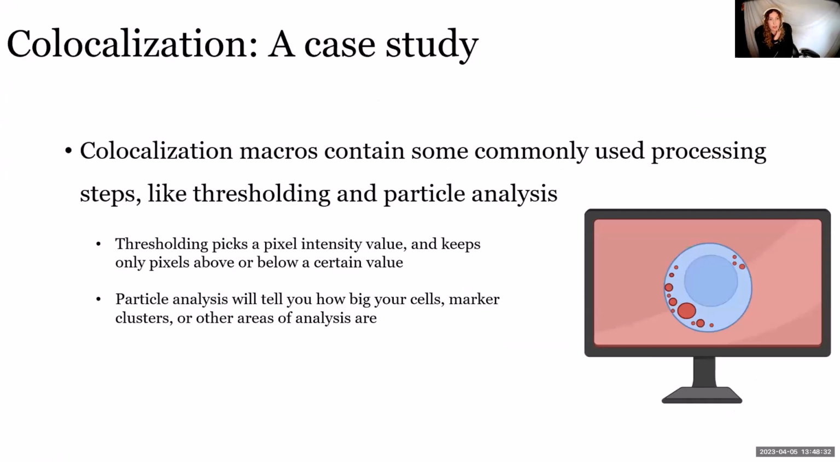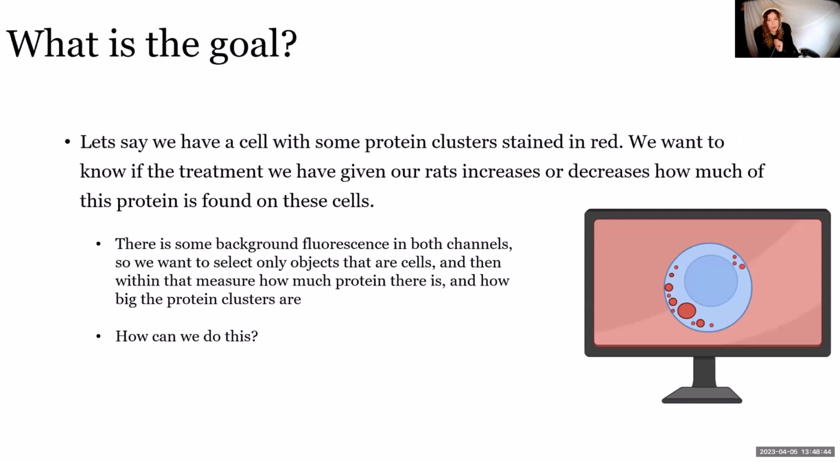Okay, colocalization is very commonly used. So we're going to look at, basically, how we take one channel and use it to create a gate for a second channel and then analyze that second channel. So we have a cell with some protein clusters stained in red. We want to know if the treatment we have given our rats increases or decreases how much of this protein is found on these cells. There's some background fluorescence for both channels. We want to select only objects that are the cells. And within that, we want to measure how much protein there is and how big the protein clusters are.